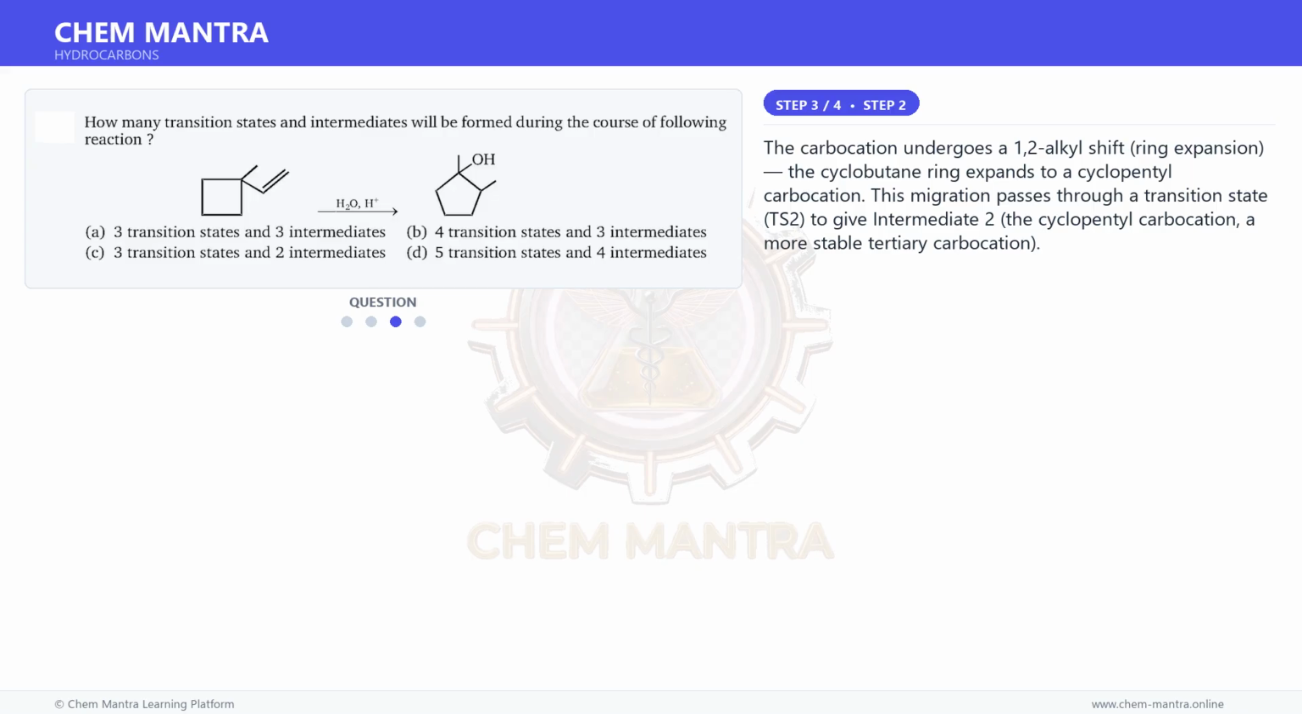Moving on to the next step. The carbocation undergoes a 1,2-alkyl shift, ring expansion. The cyclobutane ring expands to a cyclopentyl carbocation. This migration passes through a transition state, TS2, to give intermediate 2, the cyclopentyl carbocation, a more stable tertiary carbocation.